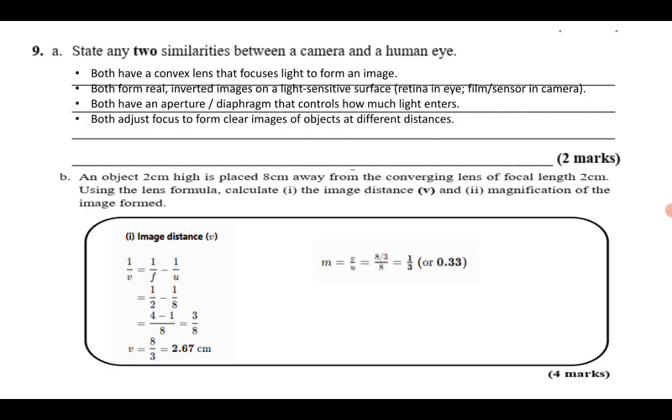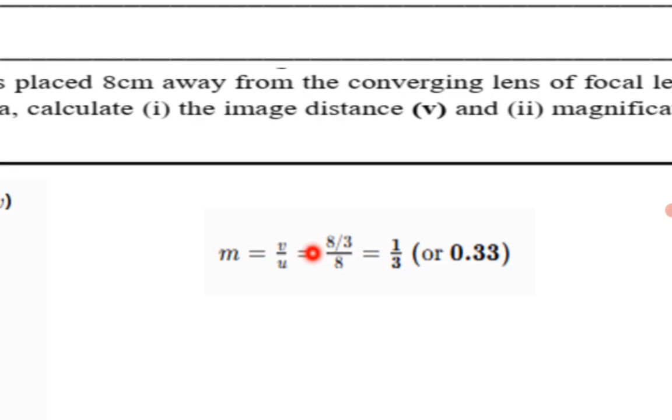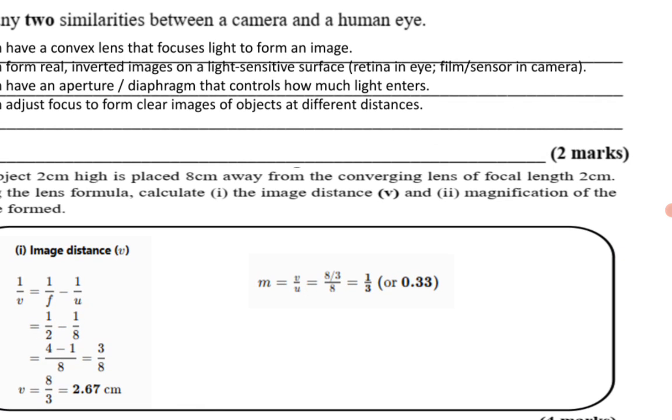So to calculate magnification, recall that magnification is image distance divided by object distance. So the image distance is 8 divided by 3, which we got earlier on, divided by object distance, which is 8. So calculating will give us a magnification of 0.33.